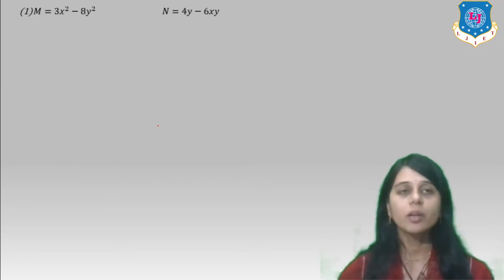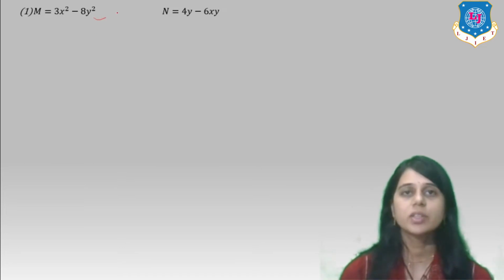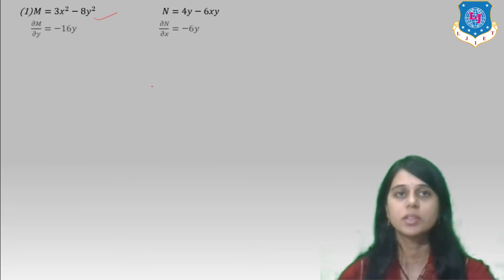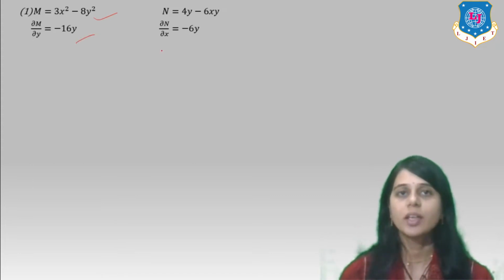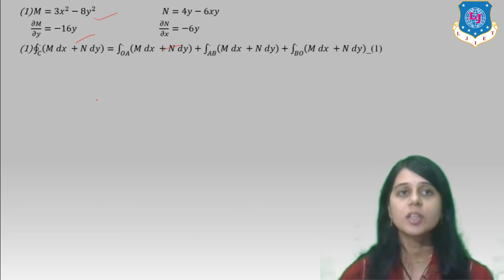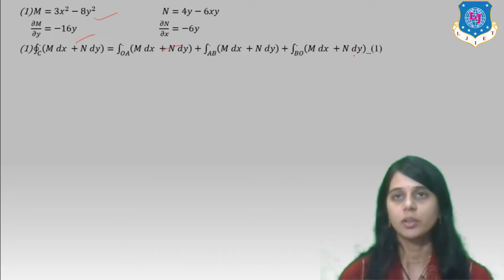So now we have M equal to 3x square minus 8y square, N equal to 4y minus 6xy. Del M by del y is minus 16y and del N by del x is minus 6y. What does Green's theorem say? The integration over the closed contour of M dx plus N dy is equal to, we have three paths: OA, M dx plus N dy, AB, M dx plus N dy, plus BO, M dx plus N dy.